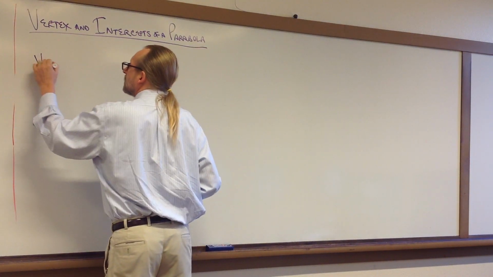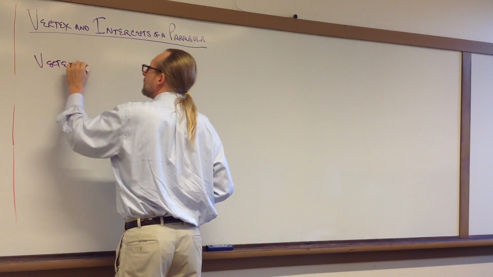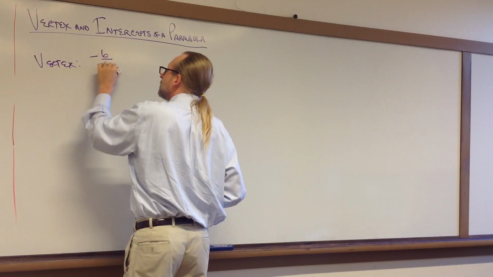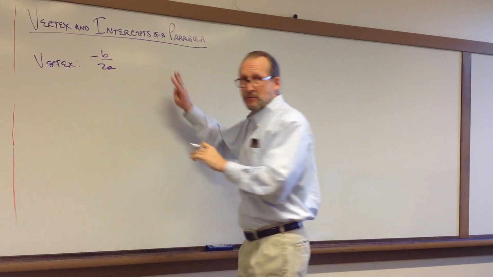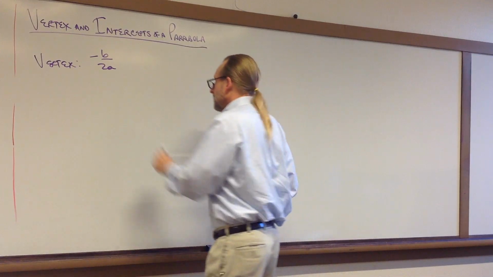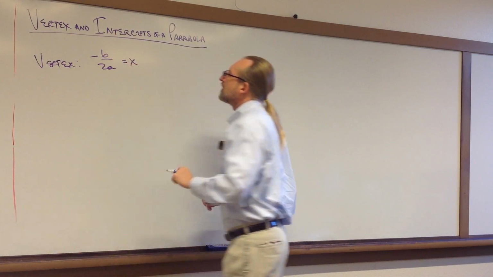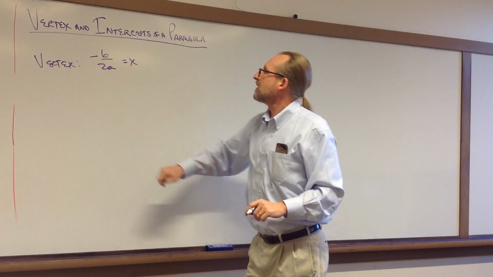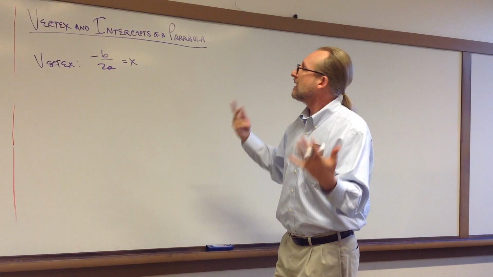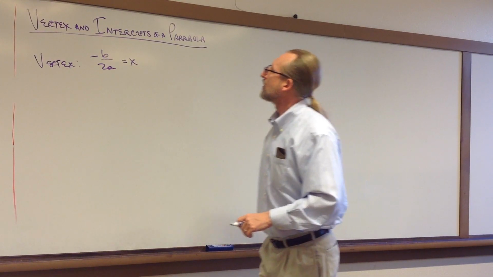To find the x-coordinate for the vertex, you calculate negative b over 2a, and then you plug that in, and you get the y-coordinate. So this will be the x-coordinate. You get that answer, you plug it in, and then that'll tell you what the y-coordinate is.